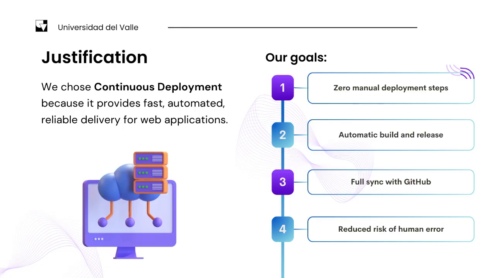Continuous deployment provides exactly what our application needs: full automation of the release process, zero manual intervention, a unified, reliable workflow for both frontend and backend, and fewer human errors since developers never deploy manually. For those reasons, continuous deployment is the most appropriate and professional choice for our DevOps pipeline.